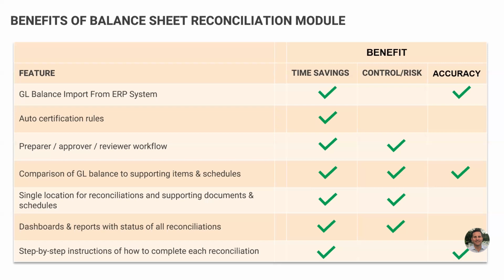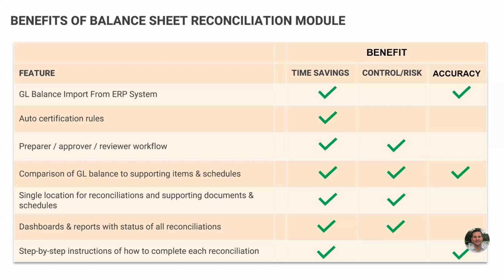The workflow feature lets users know what they're responsible for, and the system keeps an audit trail of their sign-offs. The system verifies the supporting items and GL balances are the same or within a specific tolerance that you set. You get a single location for storing recs and supporting documents, so you'll spend less time gathering them for an audit or management request. Dashboard and reports show which recs are completed and which still need to be done.